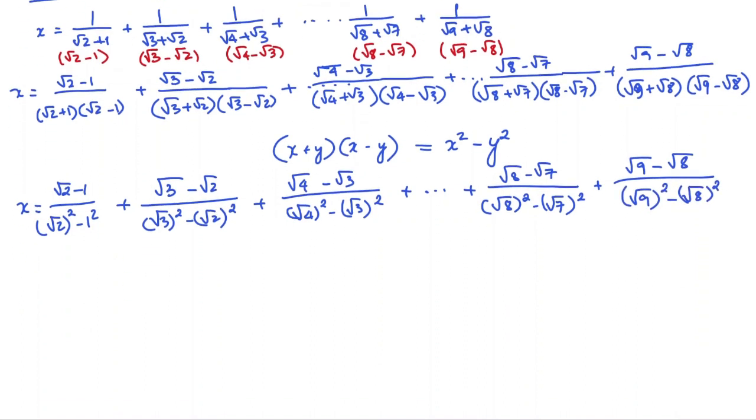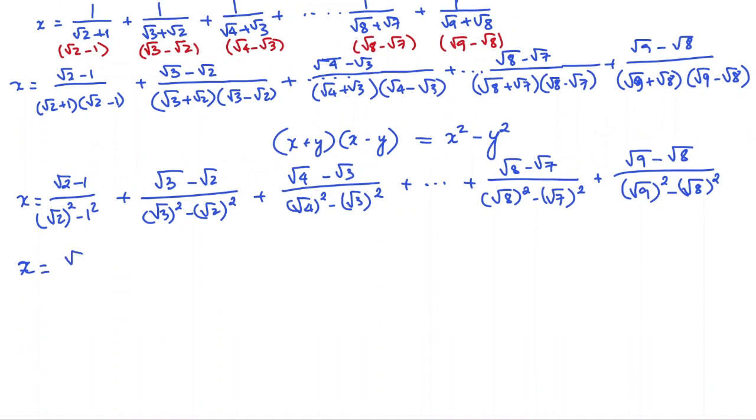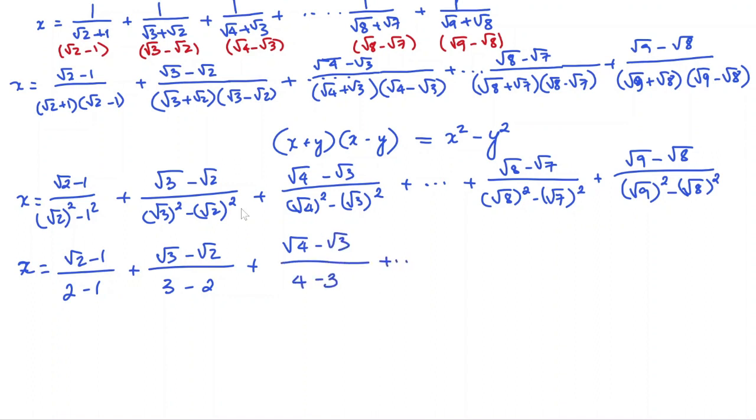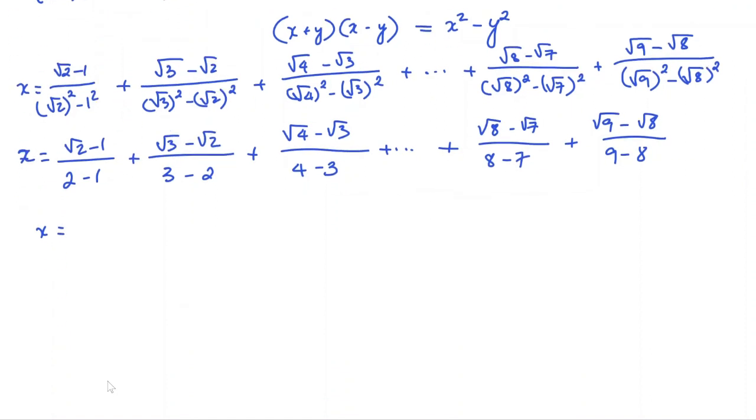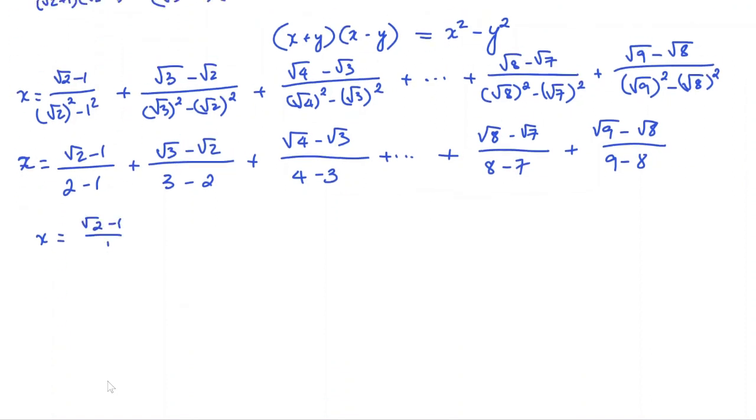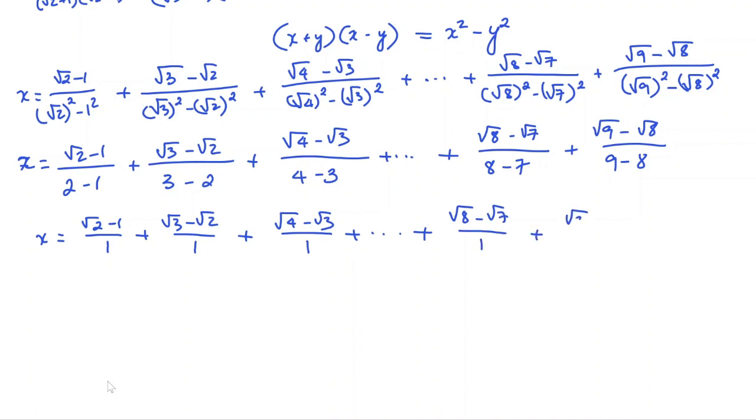Okay. For the first fraction here, x is equal, on the top we have square root 2 minus 1, the bottom square root 2 squared is 2 minus 1. This is going to be plus square root 3 minus square root 2. This is also 3 minus, this is 3 minus 2. This is plus square root 4 minus square root 3 over 4 minus 3, and so on. So we have square root 8 minus square root 7 over 8 minus 7, and the last one is square root 9 minus square root 8 over 9 minus 8. So since you see the denominators here all become 1, we would have x equal square root 2 minus 1 over 1 plus square root 3 minus square root 2 over 1 plus square root 4 minus square root 3 over 1, and so on.